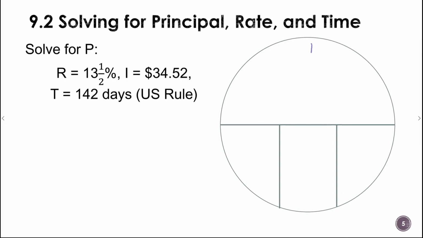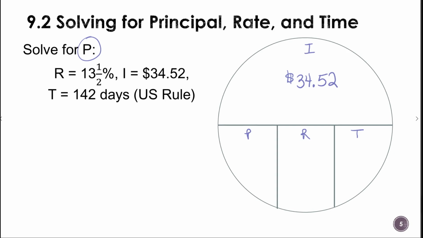Alright, so we've got IPRT. So on this one we do know the interest. It's $34.52. We are solving for P again. Our interest rate is 13.5%. I'm just going to go ahead and change 1/2 to 0.5. As a decimal, that's 0.135.